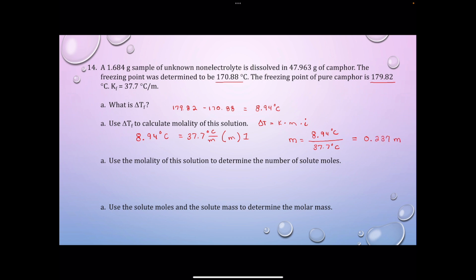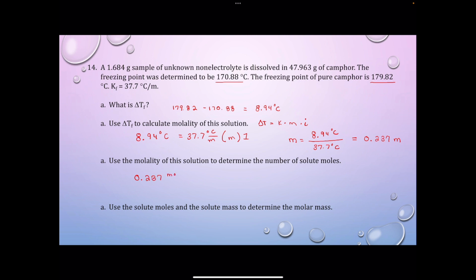And we're going to get a molality of 0.237. Now that molality tells me my moles of solute per kilogram of solvent. We're going to use that to figure out how many moles of solute are present in that solution. And so we're taking the definition of molality.